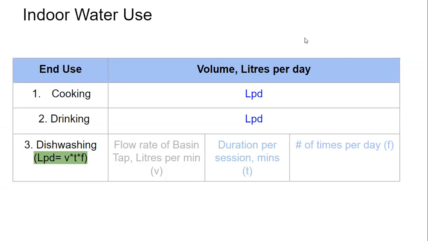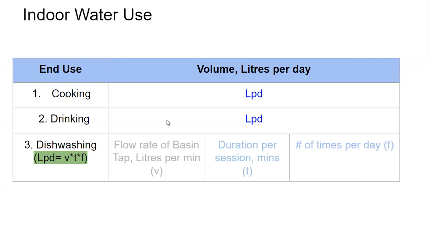Then dishwashing is another activity that happens in the kitchen. How does the dishwashing activity happen? There's a tap and it throws out water, and then you wash dishes in that. What are the factors that will determine how much water is being used by dishwashing? There are 3 factors. One factor is how much water is being put out by the tap that is being used for washing the dishes.